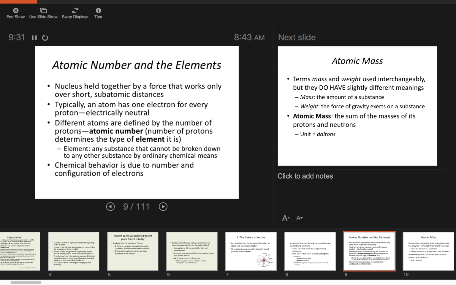Different atoms are defined by the number of protons. The number of protons is the atomic number. On this periodic table, it's the black number. So all iodine atoms have 53 protons. All bromine is 35. All chlorine is 17. All carbon is 6. So the number of protons determines what type of element it will be. And I put the little definition of an element here: any substance that cannot be broken down to any other substance by ordinary chemical means. Okay?